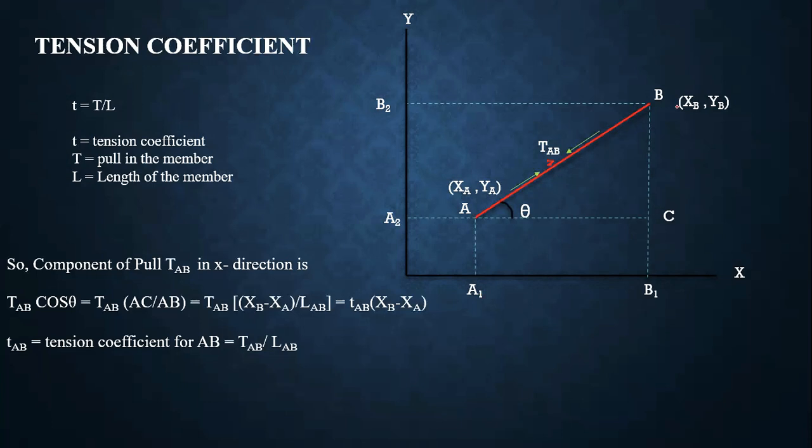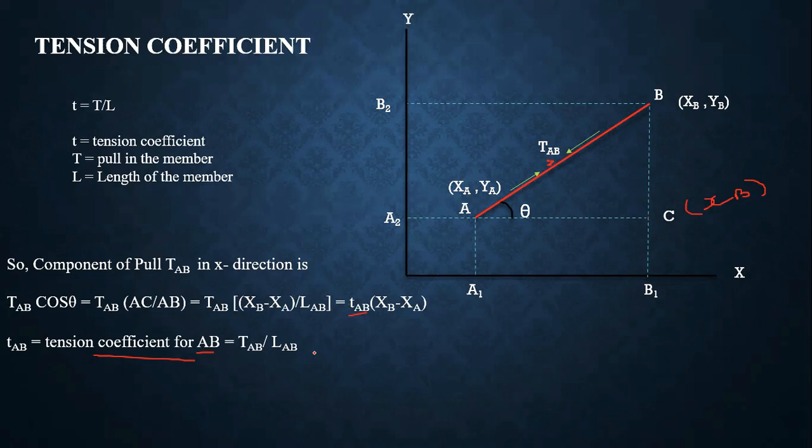There is no distance in Y direction, so there is no Y coordinate difference, and the value of AC will be XB minus XA, since the coordinate of C will be XB. So AC will be XB minus XA, and AB is LAB, which means length of member AB. So it should be small tAB bracket XB minus XA, where small tAB is the tension coefficient for member AB, overall TAB upon LAB.